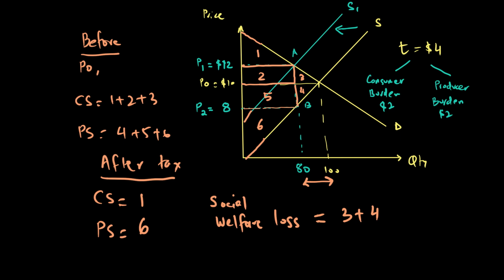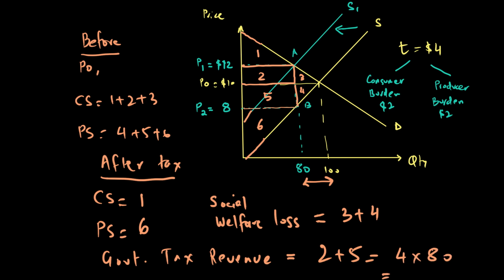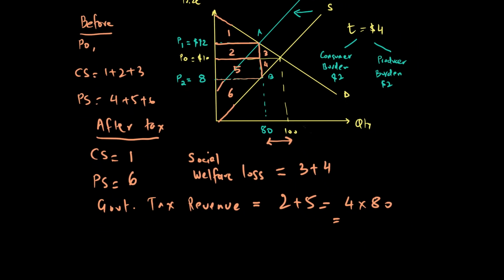But 2 and 5 we say is what we call our government tax revenue. Why? Because the vertical distance AB was the amount of the tax, which was $4, right? So this area 2 plus 5, we are saying this is tax revenue, and the amount will be $4, which is P1 minus P2, times 80, 4 times 80, which is going to be a total amount equal to $320.